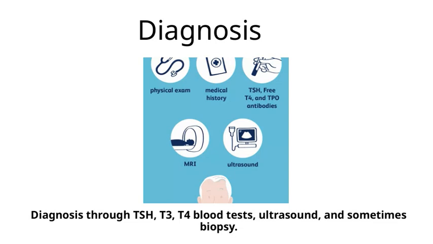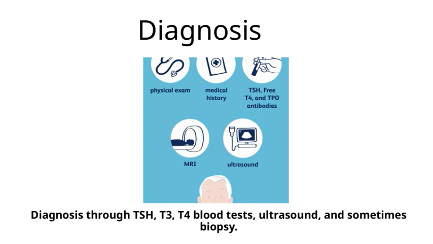When it comes to diagnosing thyroid issues, we rely on a combination of tests and procedures to get a clear picture. First, blood tests measuring TSH, T3, and T4 are essential. These hormones tell us how well the thyroid is functioning, whether it's overactive, underactive, or normal.